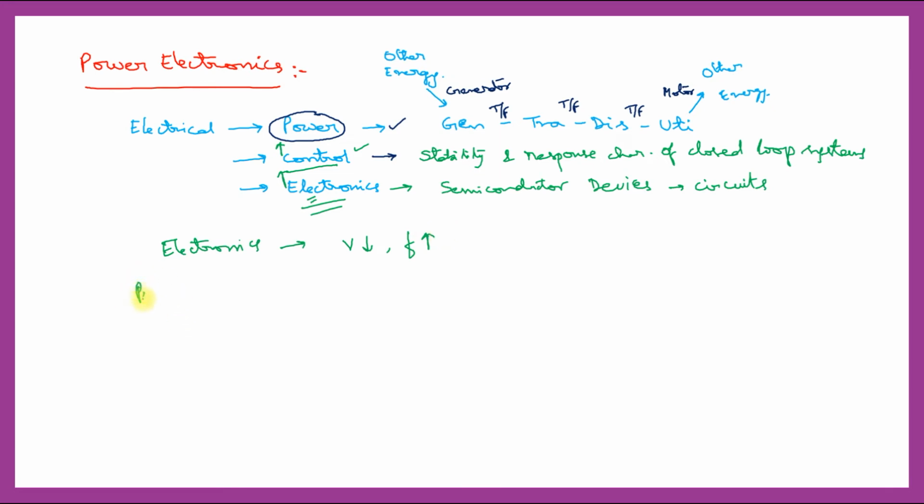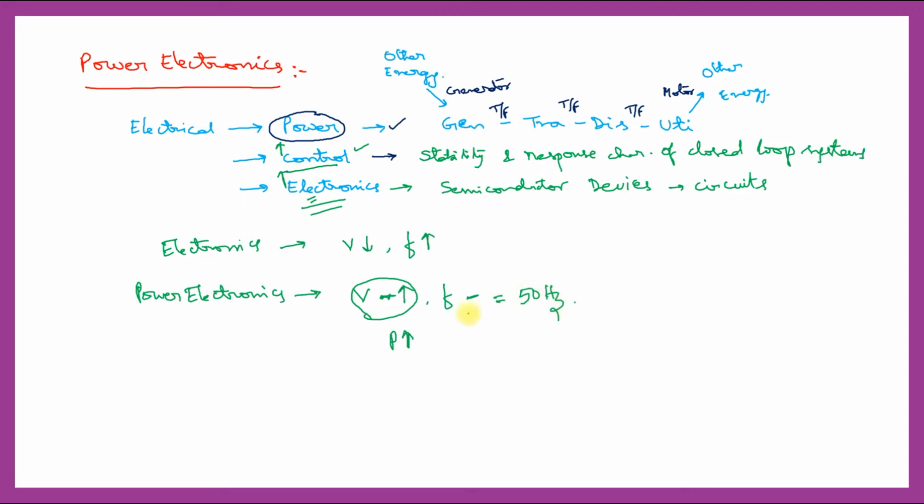But coming to power electronics means they are utilizing the electronic concepts at power level. That means the voltage may be moderate, or maybe very high voltage also we can go ahead, and frequency is moderate. We are going ahead with very high voltages and very high powers also, and frequency is moderate, which is exactly equal to 50 hertz in general.